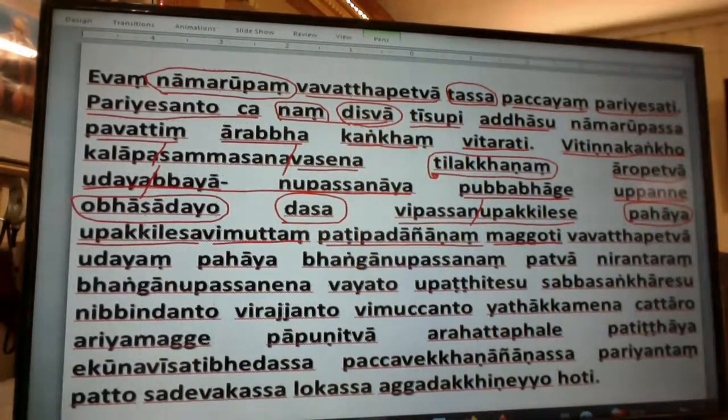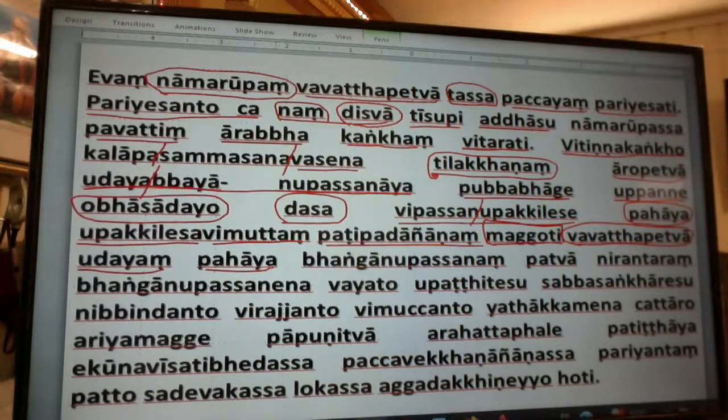Magga is the path, the path or way to Vipassanā. Like this, iti. Vavatthāpeti, to make an analysis. Udayaṃ, vayaṃ. Udaya is arising. Vaya is removing.